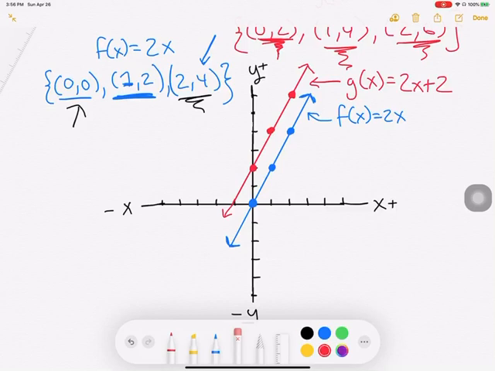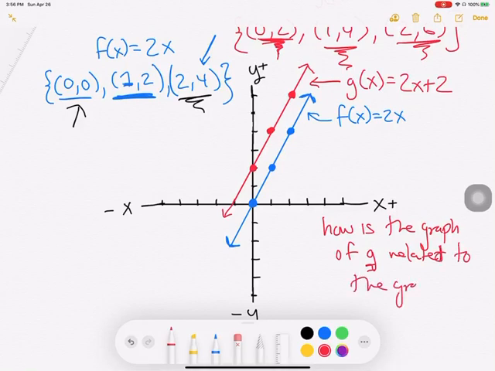And the question says, how is the graph of g related to the graph of f? Right? How are those two lines related? Now, look at the equations. Right? Look at the equations that we have. We have the equation 2x, and the equation on the top is also a 2x equation, right? But we have an extra 2 in there.